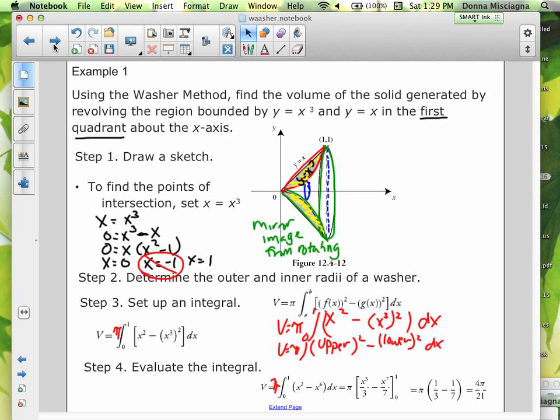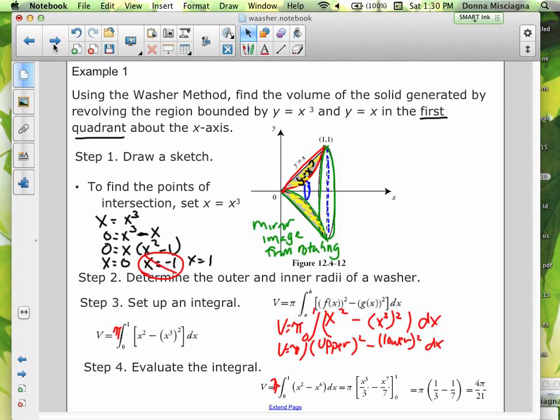All right, so using the washer method, find the solid generated by revolving the region bounded by y equals x cubed and y equals x in the first quadrant about the x-axis. Draw yourself a picture. I drew that lovely picture there. We've got the line y equals x on top, and below that we have the curve y equals x cubed. The red ones are the functions, and as it revolves around, we have a mirror image from rotating. We have this filled in portion that I marked in yellow, and then we have that hole right there in the blue.